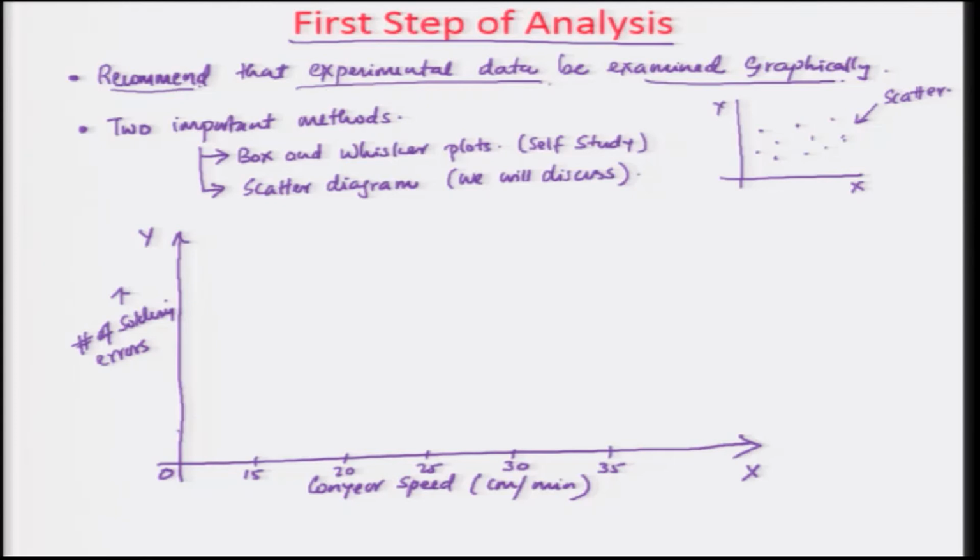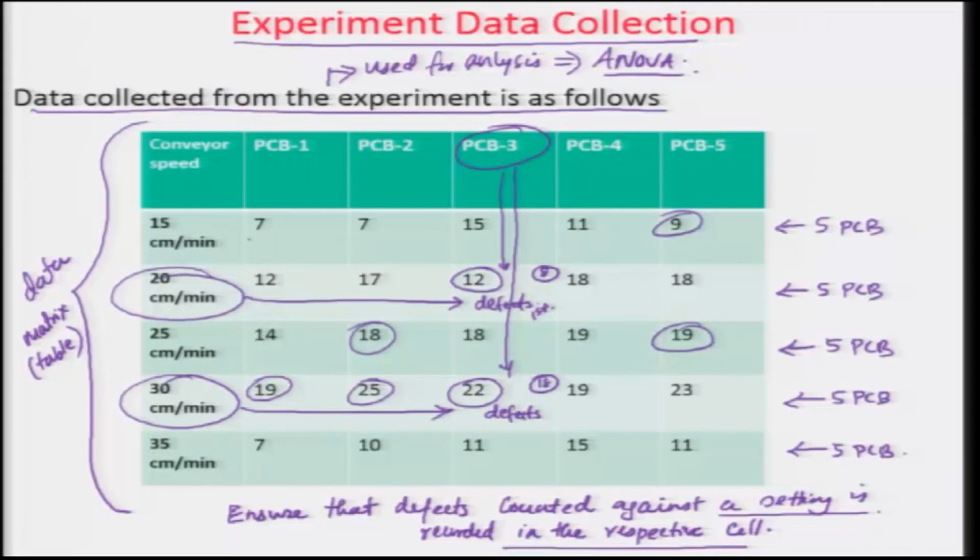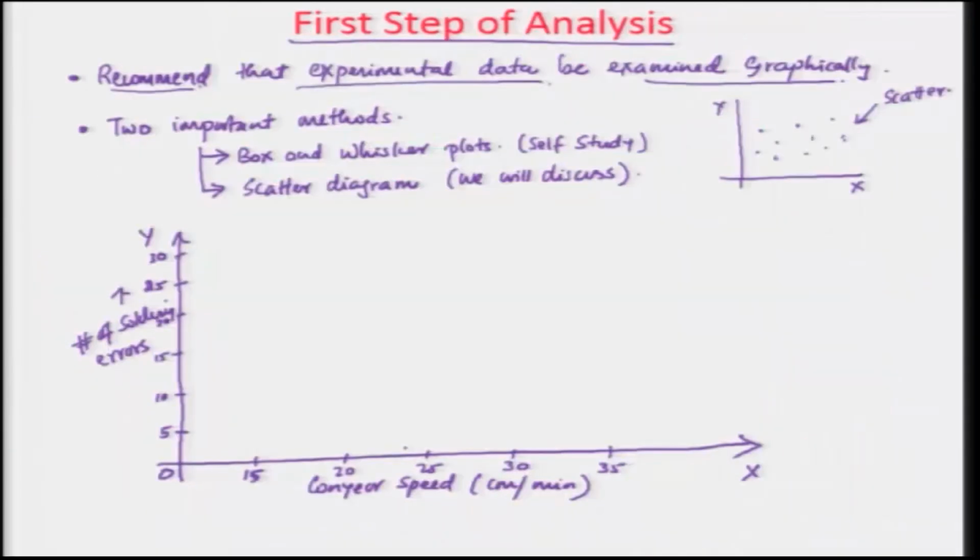Okay. And we draw it as 5, 10, 15, 20, 25, 30 like this. So, with that in mind, for the values of 15, if you go back, the values are 7, 7, 15, 11, 9, right. So, to draw that, what we do is we go here.